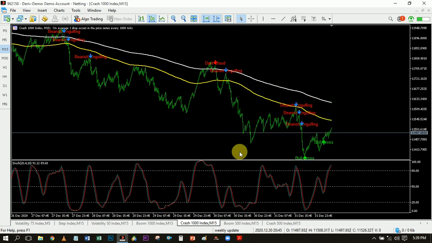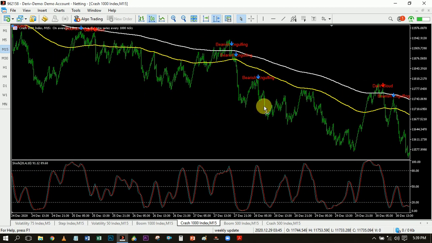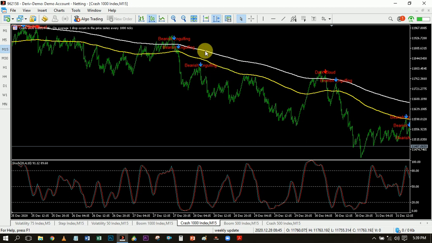How do we use this strategy? Simple and stressless. The first thing you need to do, number one, is recognize your trend. Now, the moving averages 200 and 400. For a downtrend, the 200 must be below the 400. Then for the uptrend, the 200 must be above the 400. It's as simple as that.